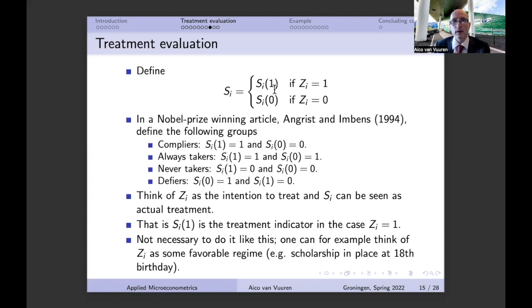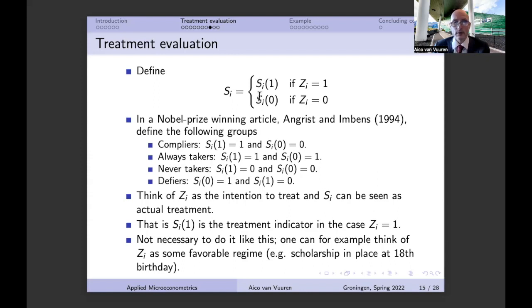Well, take into account that because Si can only take values equal to 0 and 1, that also of course holds true for Si1 and for Si0. However, we allow for the fact that for some individuals, Si1 and Si0 may be different from each other. For example, it may be possible that Si1 is equal to 1 and Si0 is equal to 0.